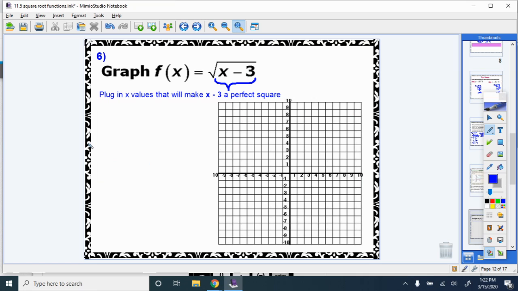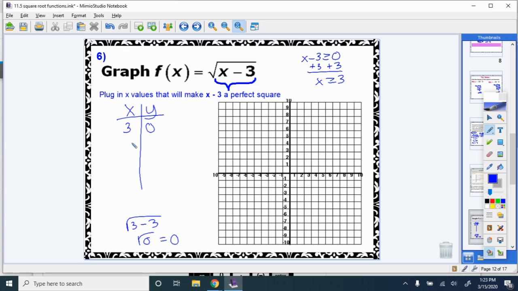All right, so let's try to graph this. First of all, I need to figure out what type of numbers I can plug in. So I'm going to set the expression under the square root symbol greater than or equal to 0. And I find that the smallest possible x value I can plug in is 3. Let's think about that. If you plug in 3, you get the square root of 0, which is 0. Now I need to plug something in to make it the square root of 1. Let's go with 4. The square root of 4 minus 3 would be the square root of 1, which is 1. So I've got another point on my graph.